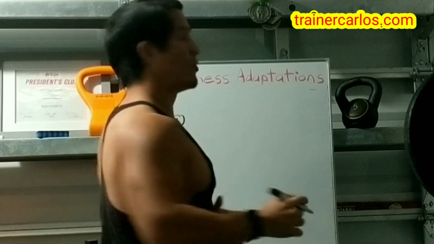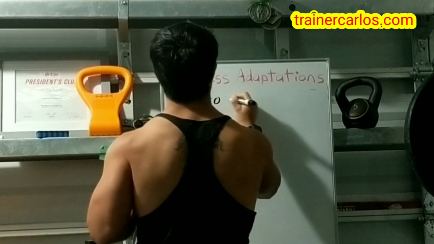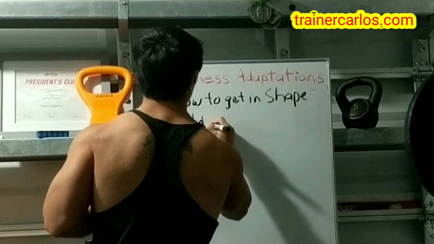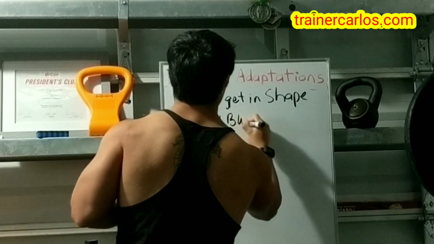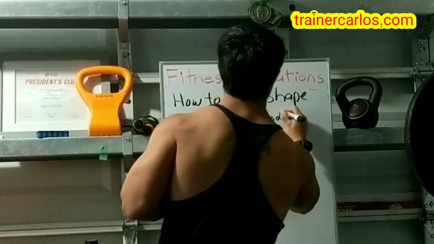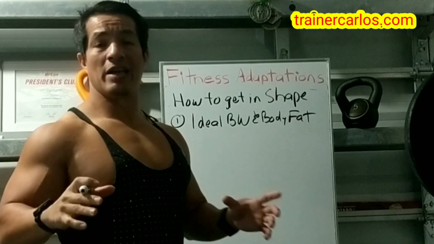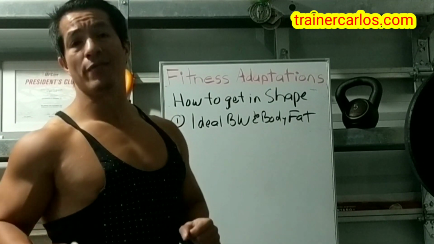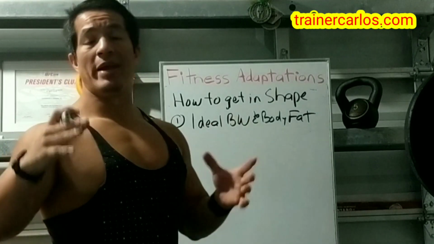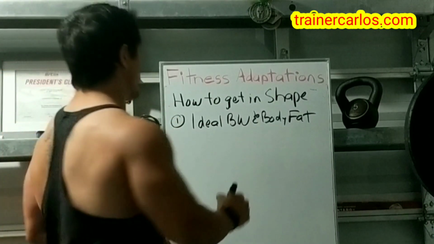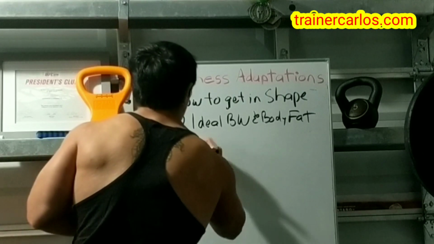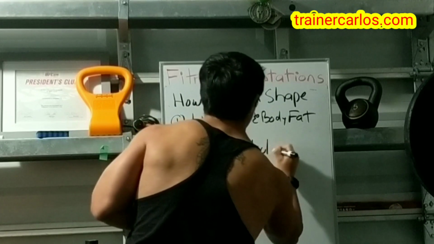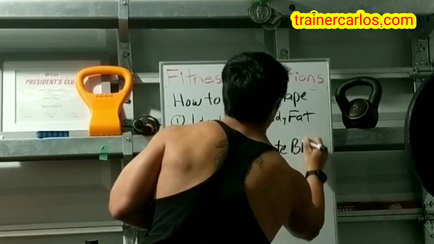This is a three-part series of how to get into the best shape of your life. Video number 1 is about your ideal body weight and body fat. In that video, I'll give you a guide of what your ideal body weight should be, what your ideal body fat should be, and that's going to come in handy in video number 3. Video number 2 is how to calculate your body fat.